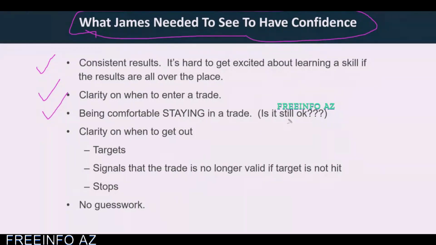Being comfortable staying in a trade. So when you're in a trade and you get nervous, I want to be able to look at this and say, okay, am I making the wrong choice here? Or, no, you're fine. I want to visually be able to see that. Clarity on when to get out. And then no guesswork. And so that was kind of it.